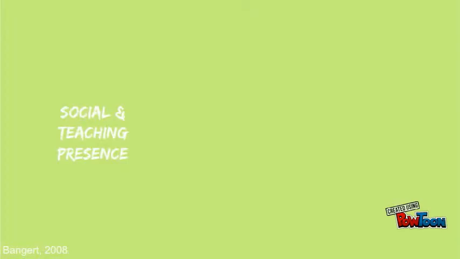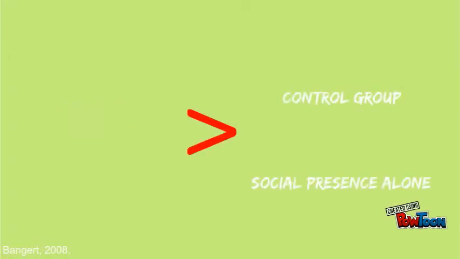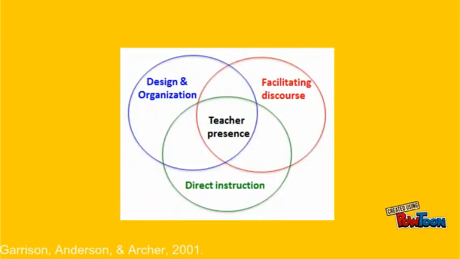and it makes sense. Bangert noted in his study in 2008 that online courses with social and teaching presence demonstrated greater cognitive presence in learners than either the control group or those with social presence alone. Teacher presence is comprised of 3 categories: design and organization, facilitating discourse, and direct instruction.